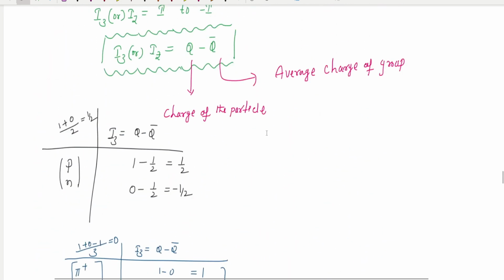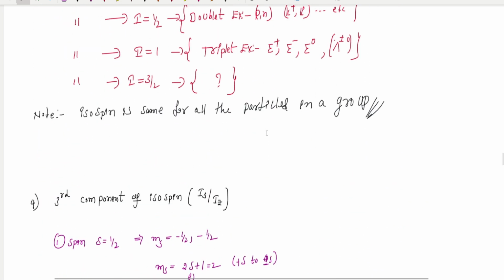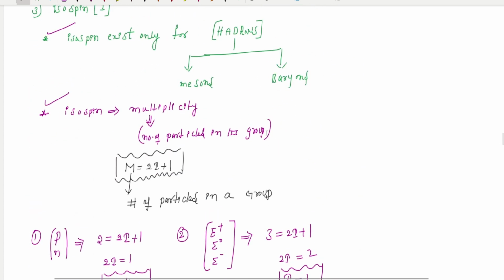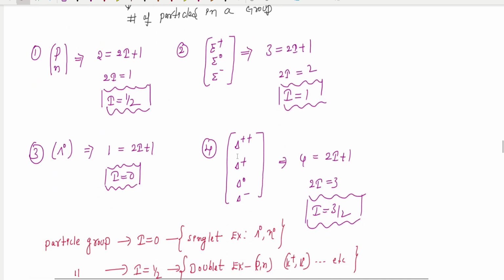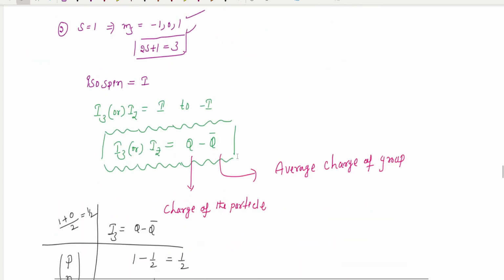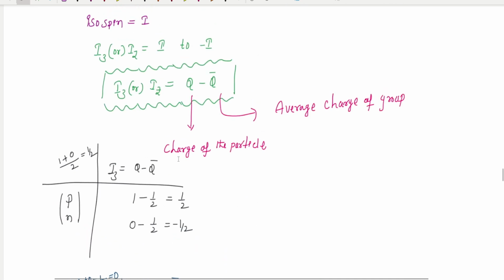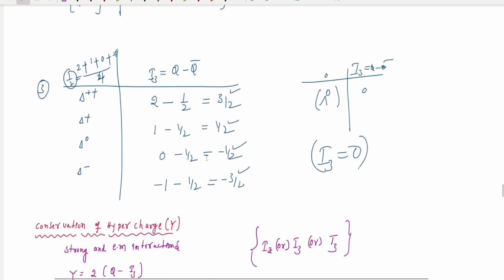So what is the isospin value? We already discussed the isospin values. Isospin exists only for hadrons. Hadrons means mesons and baryons. Baryons are of two types by their spin, I mean spin 1/2 baryons, and spin 3/2 baryons are also there. So we need to consider all these things. Isospin we can calculate by using this formula: the charge of the particle minus the average charge of the group of particles. Then only we can get the third component of isospin and the remaining conservation laws.